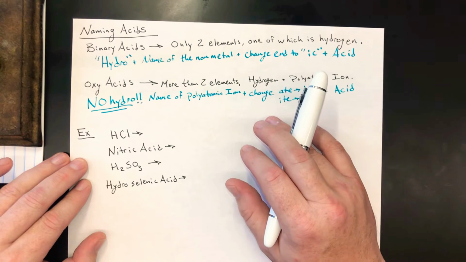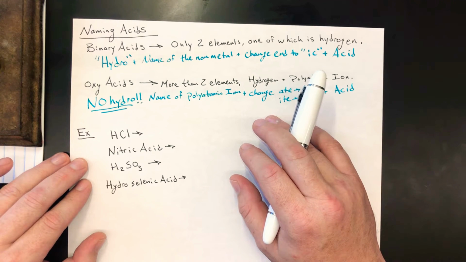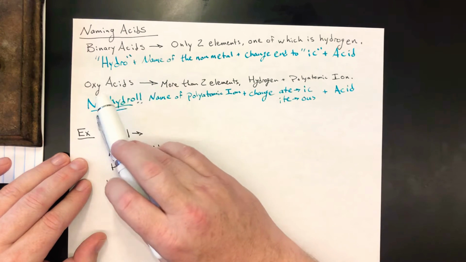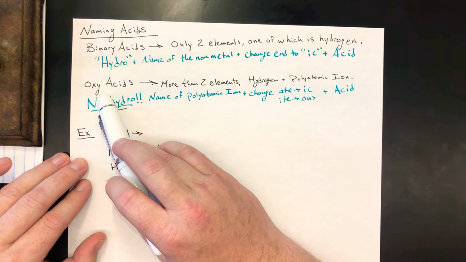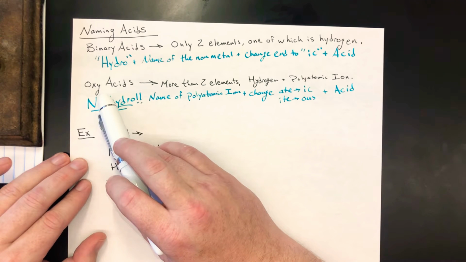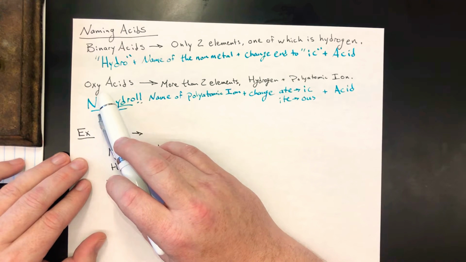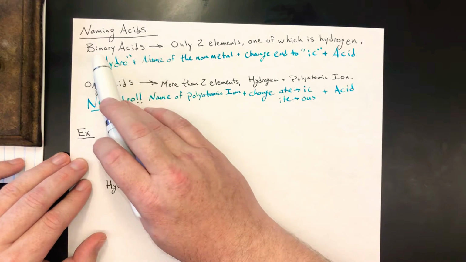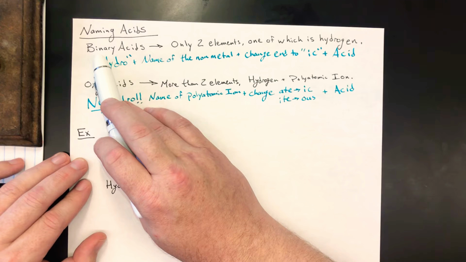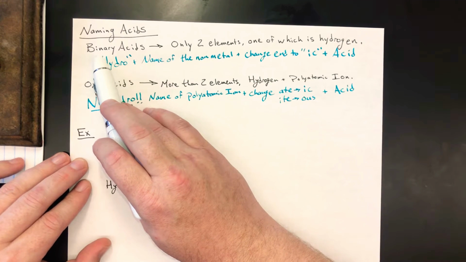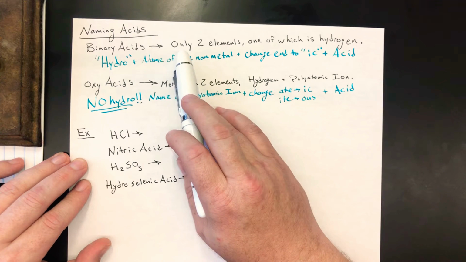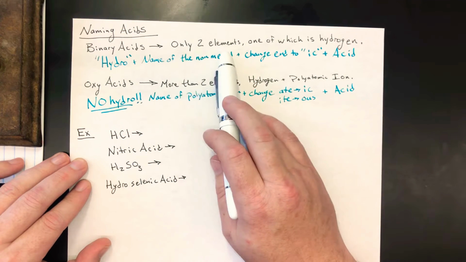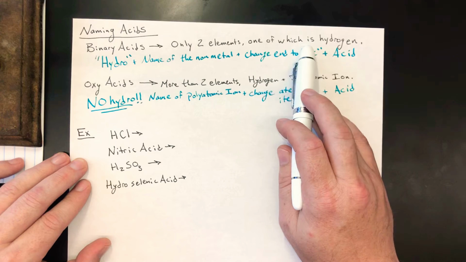And there are two different types of acids that we're going to be dealing with. We have binary acids and oxyacids. And there's a few big differences between how we're going to name those. So in order to name them correctly, we have to be able to identify them. So what is a binary acid? Well, binary means that it has two parts. And we just said that to be an acid, one of those parts has to be hydrogen. So a binary acid means that we only have two elements that we're dealing with, one of which is hydrogen.